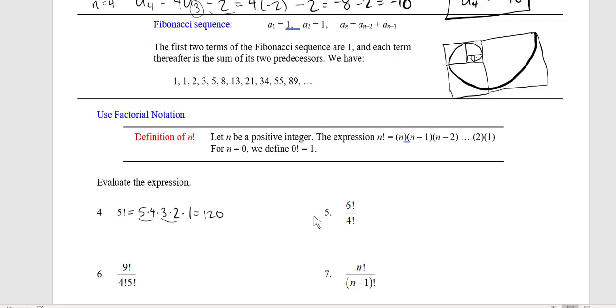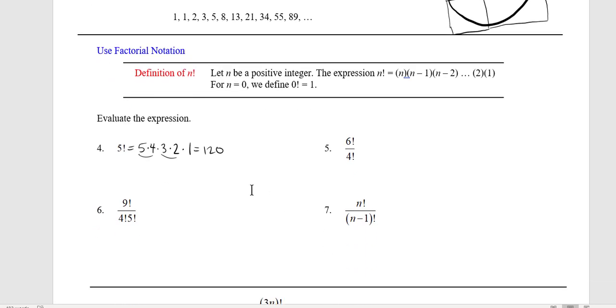Okay. And these things come up very often in Calculus 2. This is the real reason we want to introduce it here. Factorial is a huge tool that we use in Calculus 2. We want to just recognize that when we see this exclamation point, it's just the number in front of it times the number in front of it minus 1 all the way down to 1. It's just a string of factors like this multiplied together.